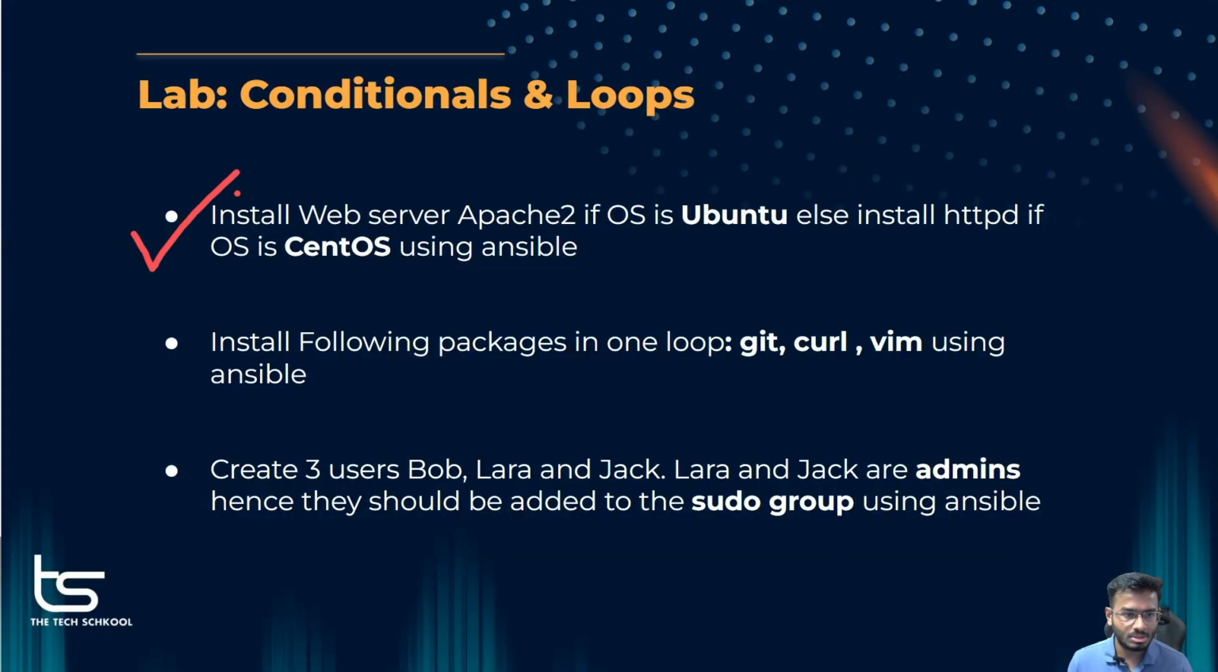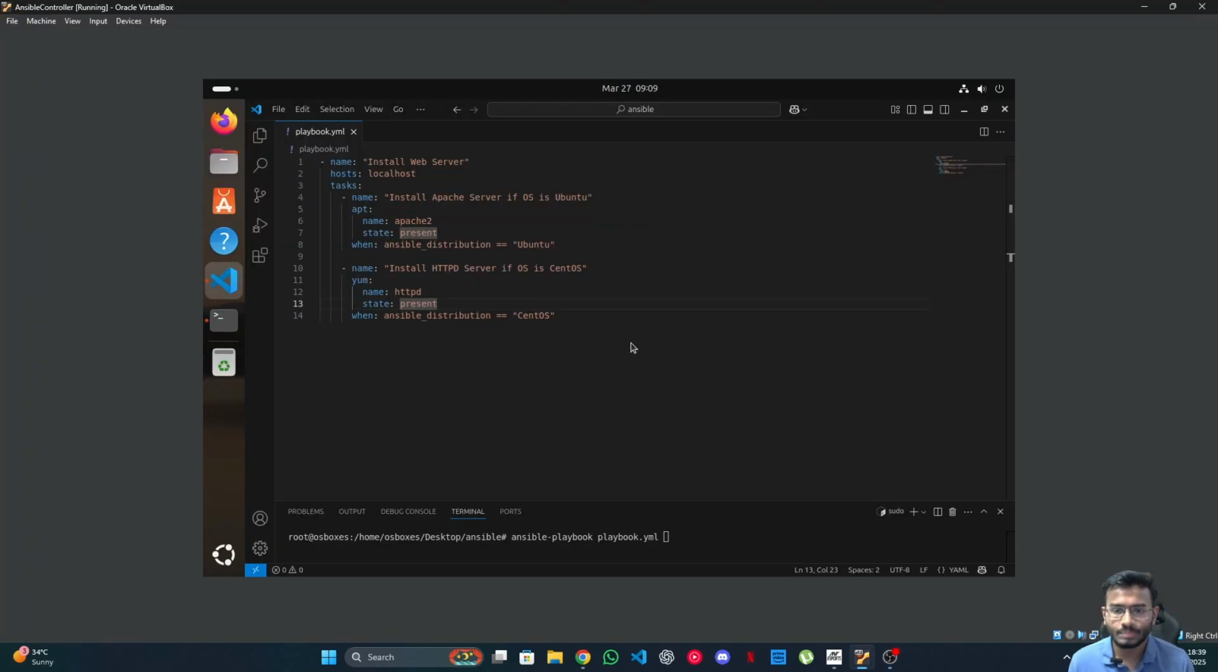So I can mention this as done. Okay, so we'll move on to the second lab exercise now. What it states is we have to install the following packages in one loop, that is git, curl, and vim. So now after conditionals, we are going to look into a loops example. So let's go ahead and start coding.